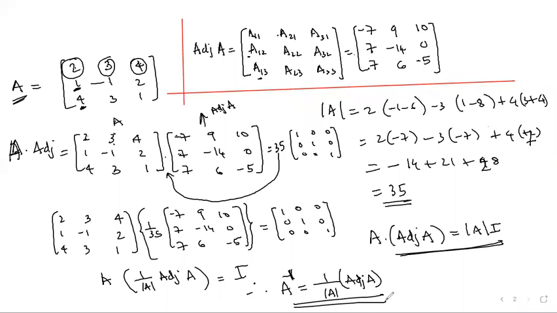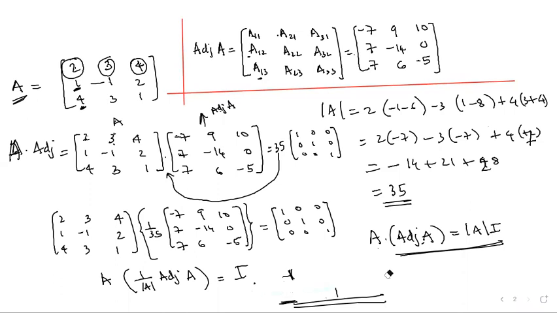So what did you understand in this particular class? First thing, you learned how to calculate the adjoint of a matrix. After calculating the adjoint of the matrix, if you divide by determinant of A, you will get A inverse of the matrix. We followed? So please write down after you have written this: A into adjoint of A is determinant of A into I.